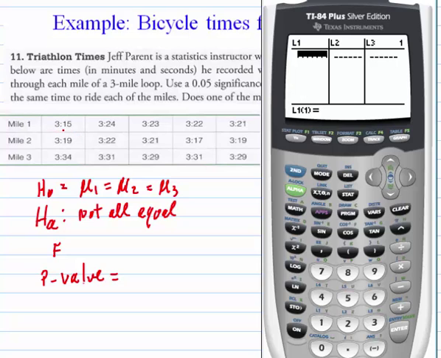So we have 3 minutes and 15 seconds. Let's convert that to seconds. 3 minutes is 60 seconds per minute, so that's 180. So this will be 195. So we'll put 195 in there. This one will be 180 plus, so that one will be 204. And this one is 203, 202, and 201.